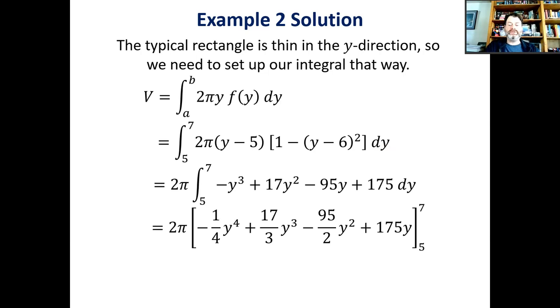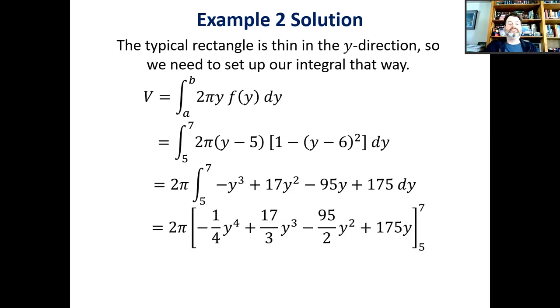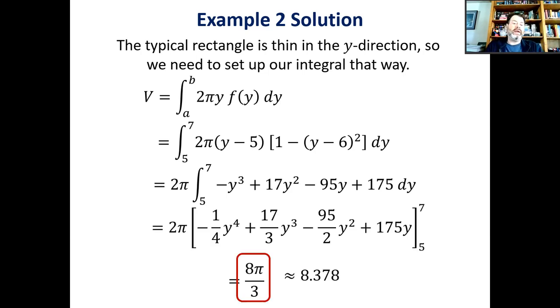Once you get to this point, it's simplified and set up. So again, a problem on a test might say set up and simplify, do not solve. You would stop here. But you may have to work through it by hand. I may ask you to use your calculator to solve it. But you still got to get it set up to here, and then you can type that in using the method we saw earlier in Chapter 5 for finding integrals on your calculator. And you get 8 pi over 3, which is about 8.378.